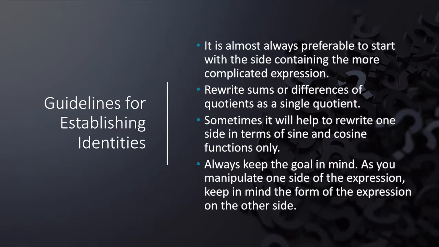So, first off, I want you to know it's almost always preferable to start with the side containing a more complicated expression. I do tend to work from left to right, but you do not have to do so. You always want to rewrite your sums or differences as a single quotient. Sometimes it will help to rewrite one side in terms of sine and cosine functions only. And the most important part is going to be to keep your goal in mind. Where am I going? Where am I trying to go? And as I manipulate one side of the expression, let's keep in mind what we have on the other side, because we're trying to get to that point.